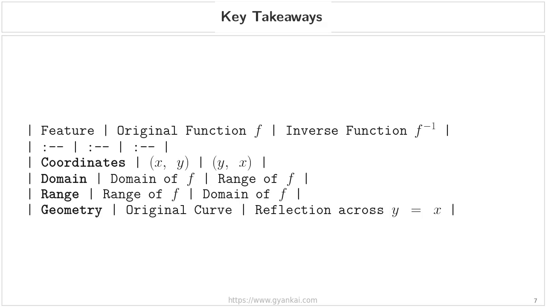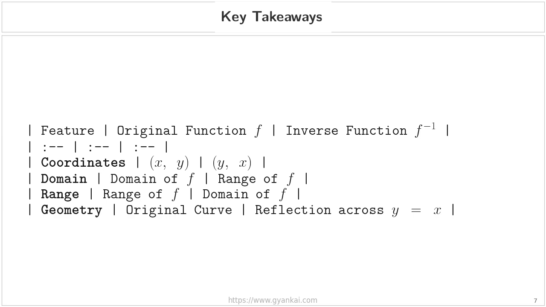Key takeaways. To wrap up our session on the graphical representation of inverse functions, let's look at this summary table, which consolidates everything we have discussed in the previous slides. First, let's look at the coordinates. As we established in our second slide, the fundamental rule is a simple swap. If the original function, f, contains a point represented by (x, y), then the inverse function, f⁻¹, will contain the point (y, x).